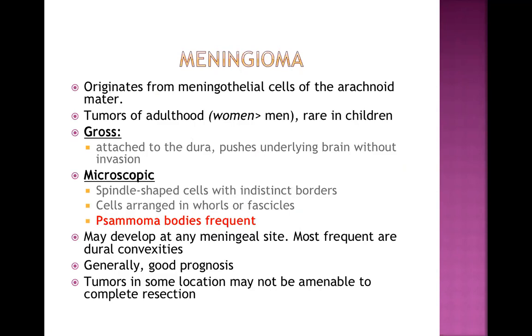Related to the gross and microscopic features of meningioma, they are attached to the dura matter and compress the underlying brain without invasion. Because they are benign tumors, they do not invade the underlying brain. Related to the microscopic features, these cells are spindle-shaped cells. This is just the shape of the cell. These cells are arranged in whorls or fascicles. Whorls or fascicles means rounded structures, just like the layers of an onion.